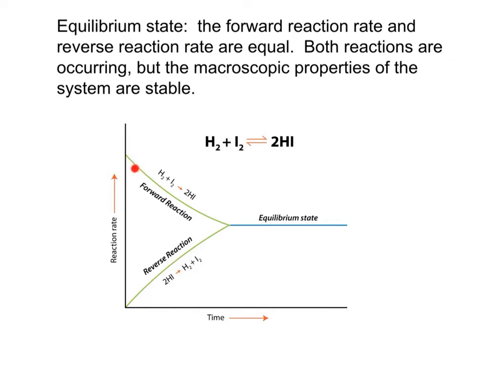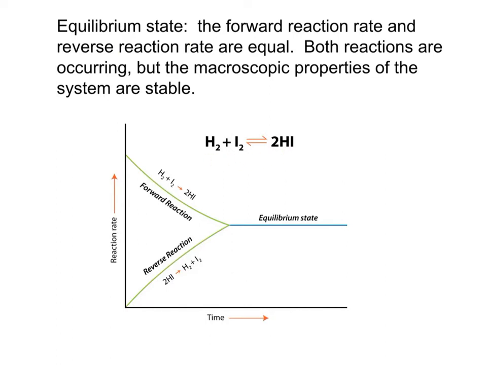The forward reaction begins at a fast rate. So we have rate graphed up this side. So the rate is very high. Here it's 0 at 0 time. So the forward reaction begins to occur right away.